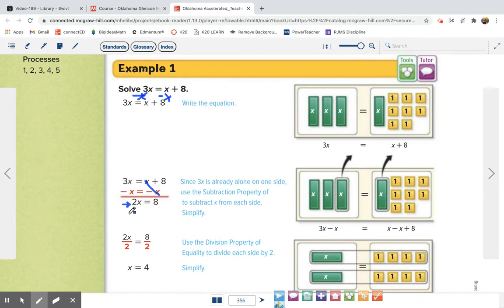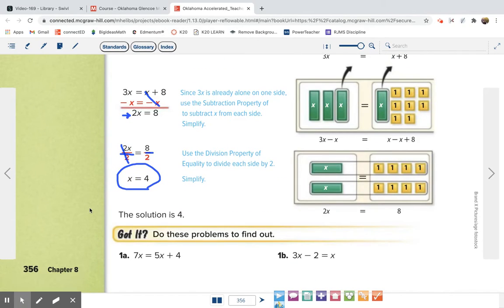The reason I don't subtract 2x here is because I want the x to stay there and just get rid of the 2. So if I look between them, they're being multiplied. So we have to divide by 2 on both sides. 2 divided by 2 is 1x. Equal sign comes down. 8 divided by 2 is 4. So x equals 4 on that.